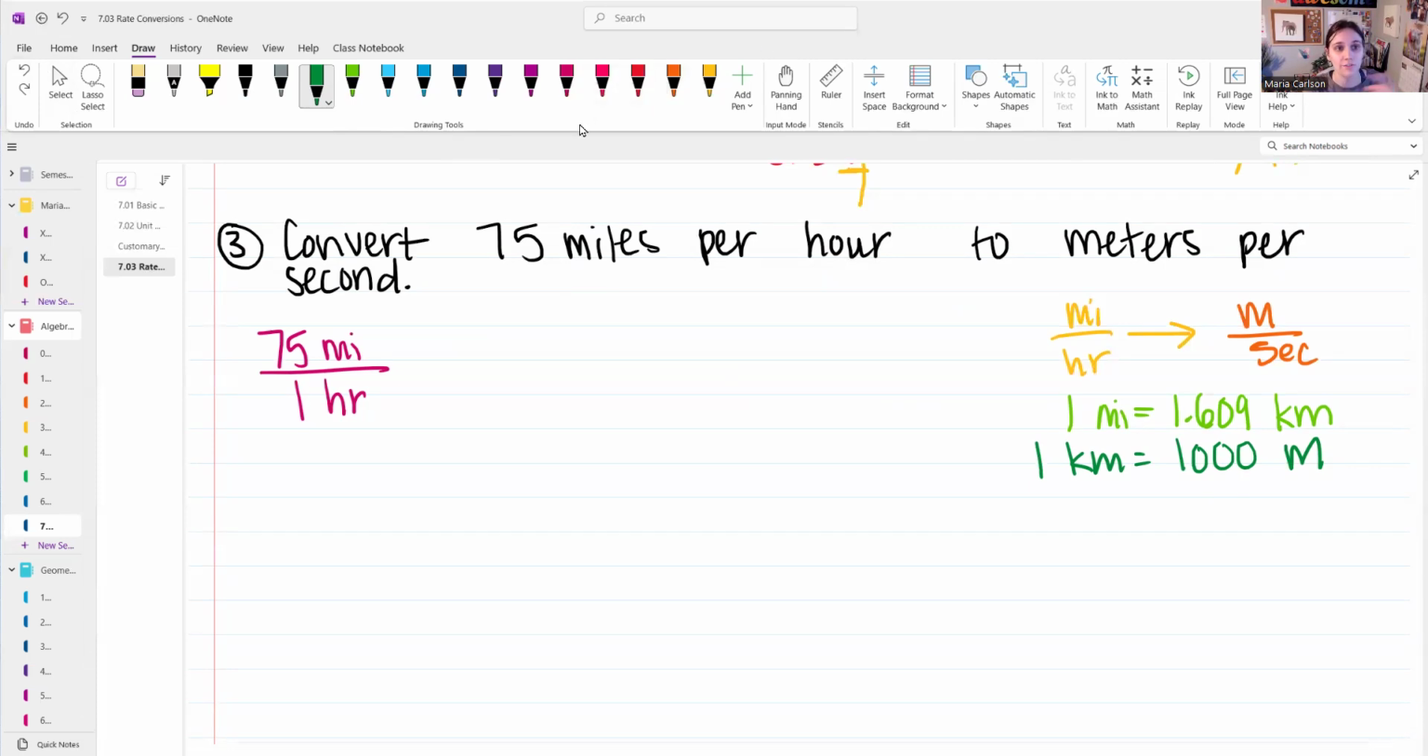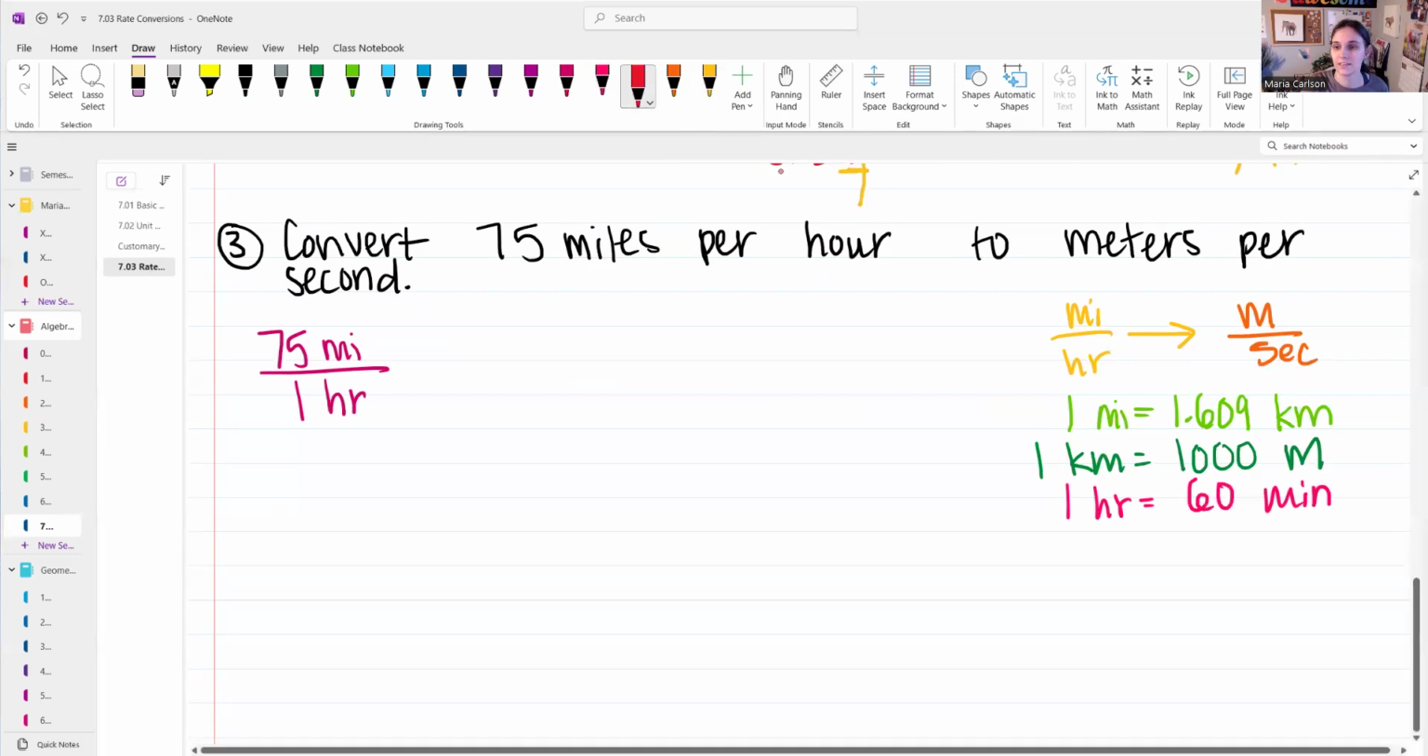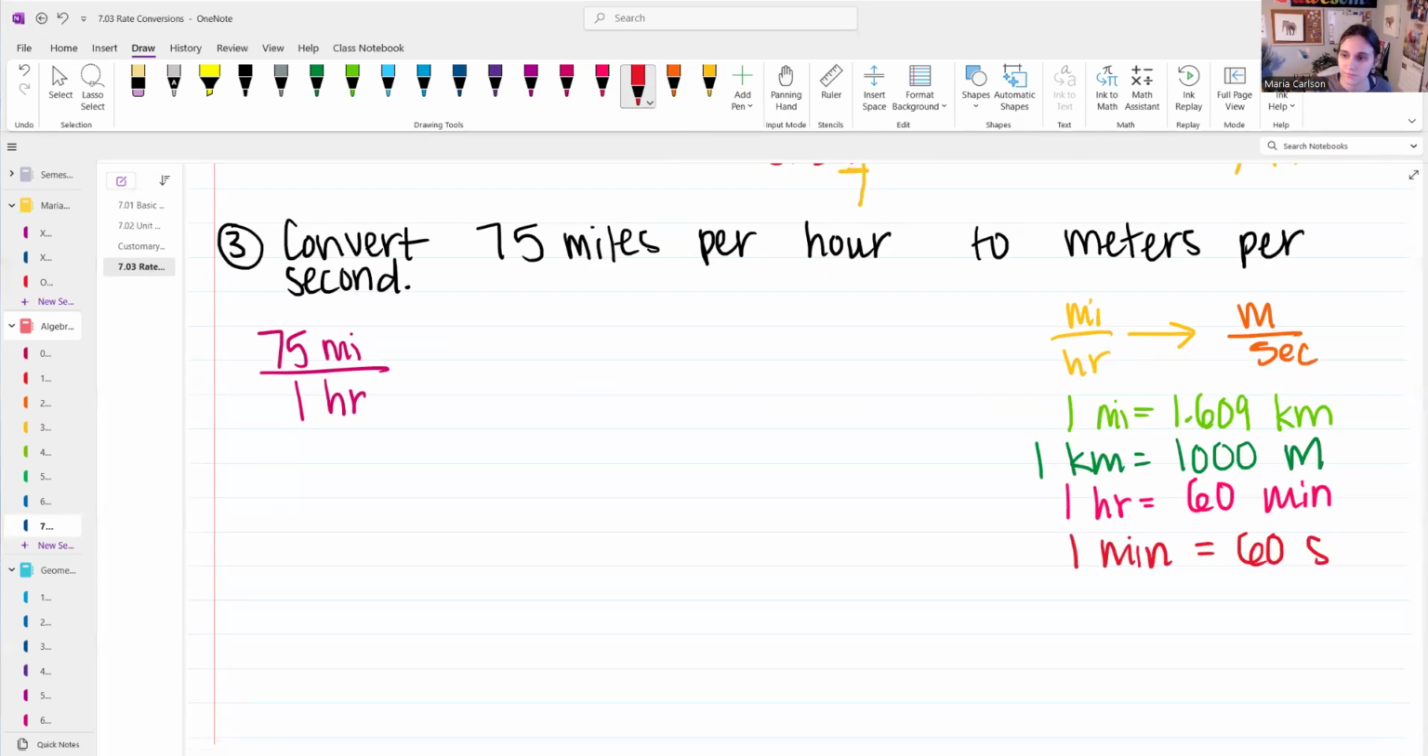Now let's think about everything I'm going to need to convert hours to seconds. So to convert hours to seconds, first I need to know that 1 hour is 60 minutes. And then 1 minute is 60 seconds. So all of those will be helpful to convert hours into seconds.